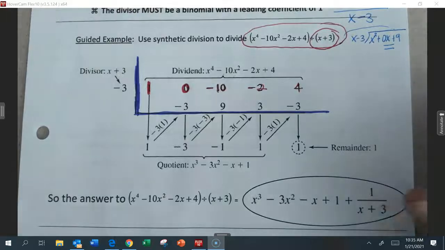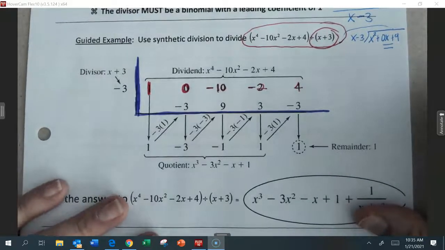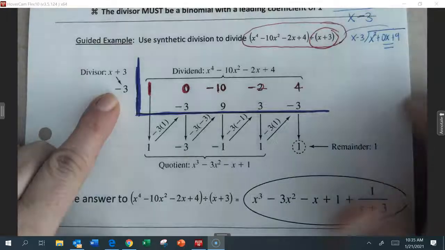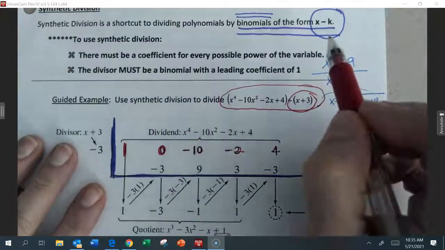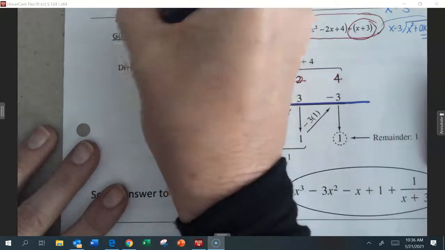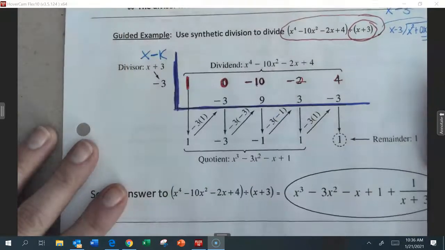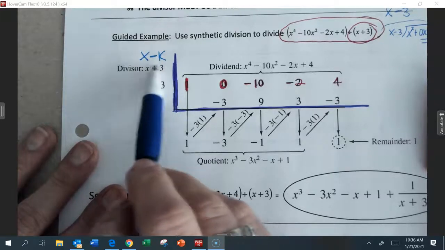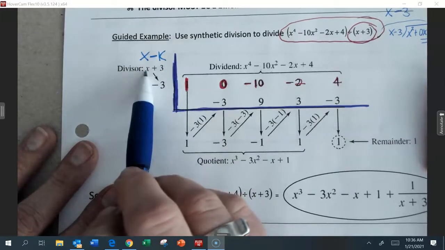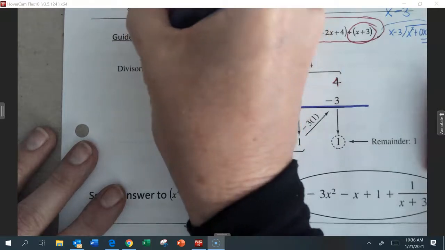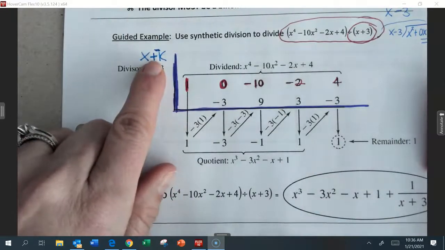Notice the divisor says x plus 3. This throws people for a loop. They're like, Mrs. Green, why isn't there a 3 there? Well, remember, up here in our notes, it's always in the form of x minus k, where k is a constant. So if I write down x minus k, notice that this is the opposite of what it says. Okay? So it's almost like I could do x minus plus a negative k, right?